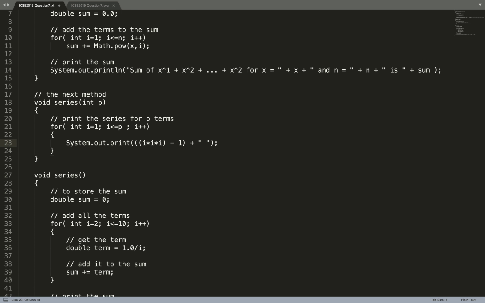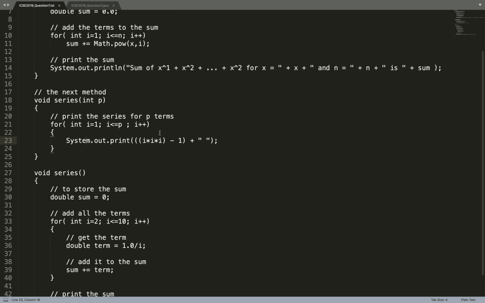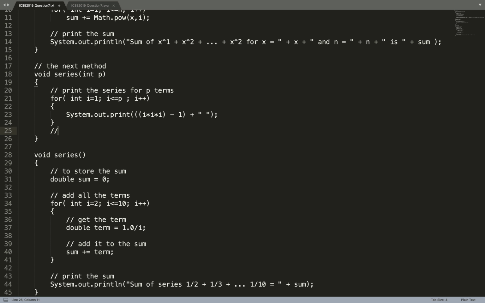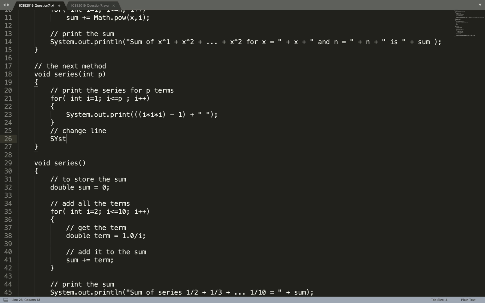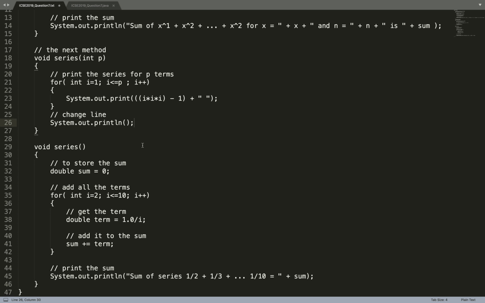Okay, I found an error here. System.out.print i cube minus 1 plus space. Okay, and change line, System.out.println. So that's why revising is very important. You do miss out on a couple of important things. And double sum is equal to 0. Okay, from 2 to 10, right? Okay, double term equals 1.0 by i, sum plus equal to term.